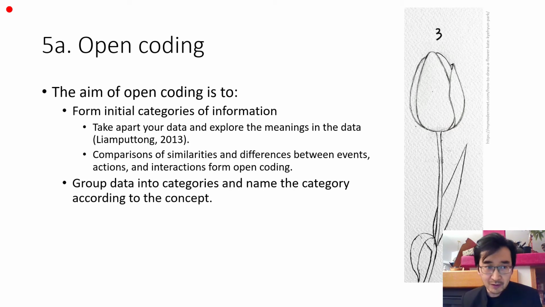Creswell has even suggested that you can do something called in vivo labels, which is basically using the words that the participants used as the label for the category itself.